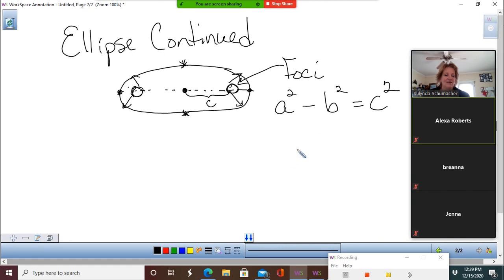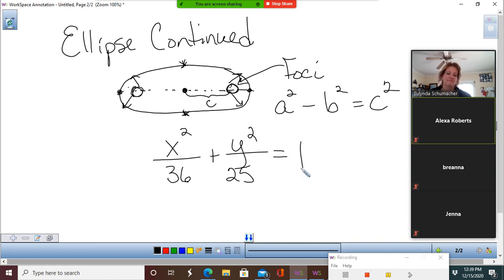So for example, okay, if I had, and we'll just use one where the center is at 0, 0. If I have x squared over 36 plus y squared over 25 equals 1. All right, so let's graph this to begin with, and then we'll talk about what we have.